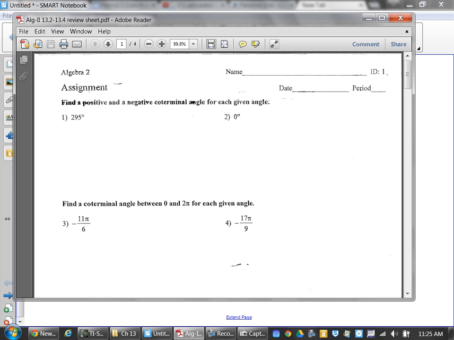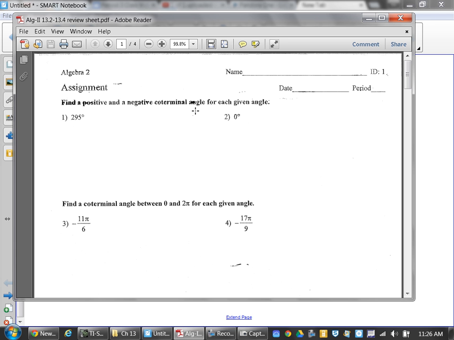Positive and negative coterminal angles. The whole idea of being able to do positive and negative coterminal angles is really so you can find a reference angle. And once you can find a reference angle, you can solve trig functions. That's the only reason why you need to know how to do positive and negative coterminals.